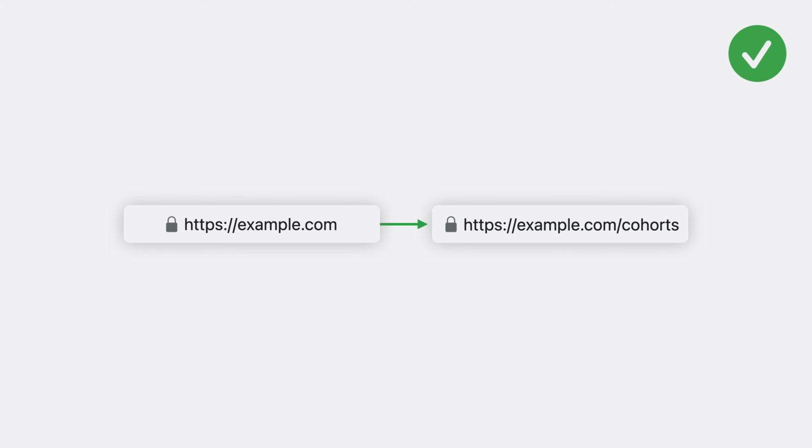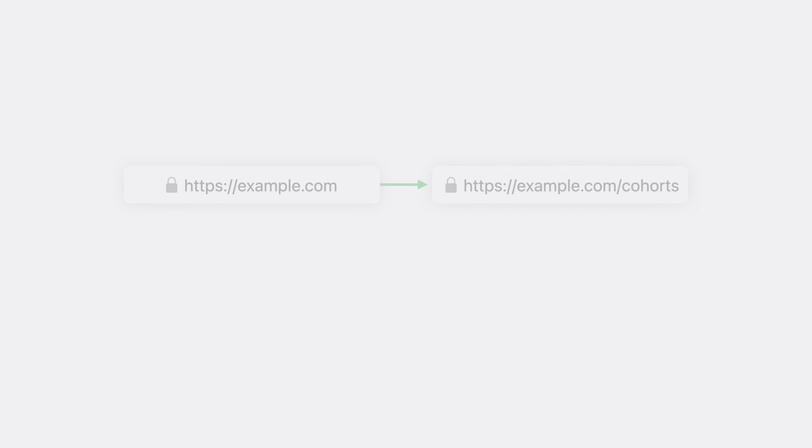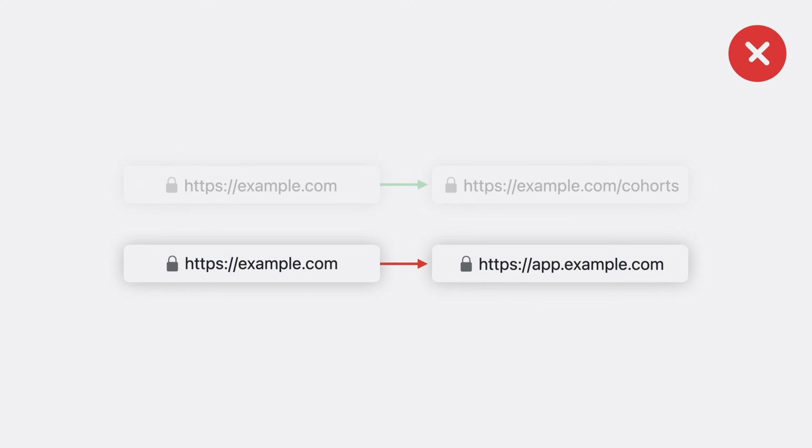When implementing cross-document view transitions in your app or website, keep in mind that the pages you're transitioning between need to be from the same origin. So going from example.com to example.com/cohorts will work just fine. But going from example.com to a different subdomain will not. That helps ensure the safety and privacy of the user. You don't want a potentially malicious page to manipulate animations targeting your website.